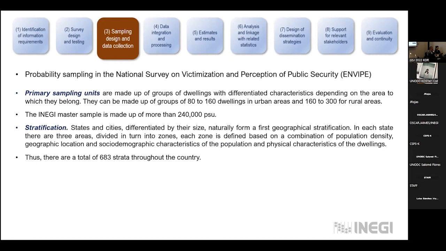And well, we have a total of 240,000 PSUs at the national level, and the strata as 683, according to all the characteristics I was mentioning before, with each of the dwellings, considering the different clusters that the different states in the country.